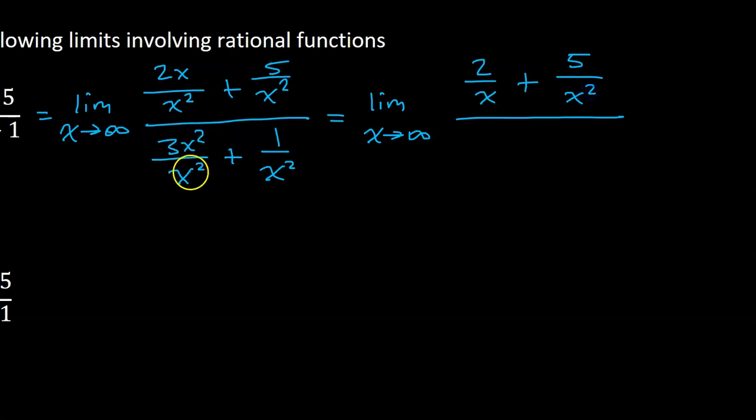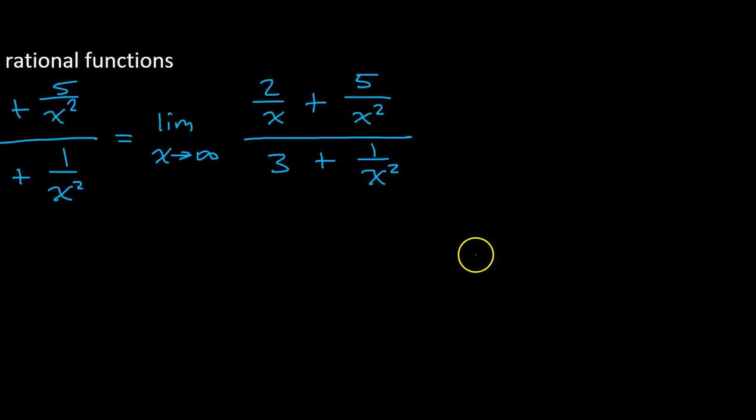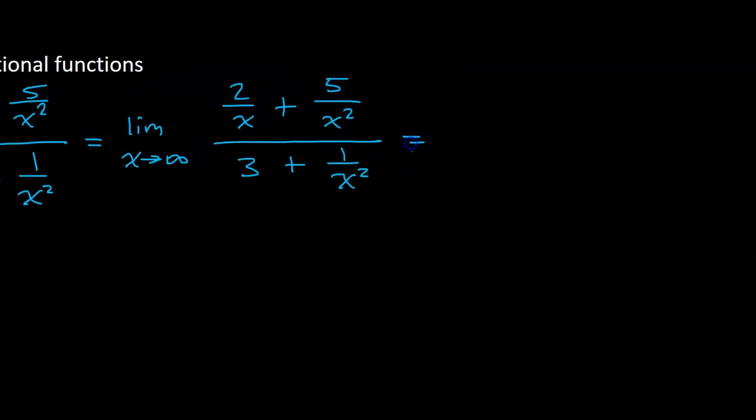The x squares cancel each other out, so we will have 3 plus 1 over x squared. Nothing I can do with that. Now that it's simplified, we can go ahead and find the limit.